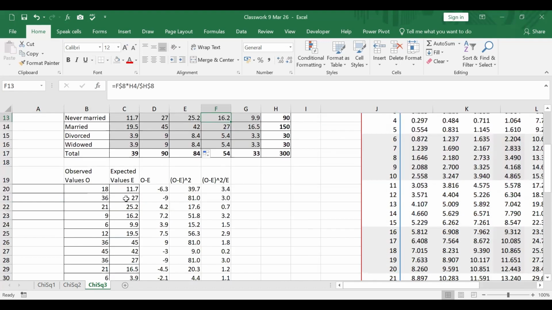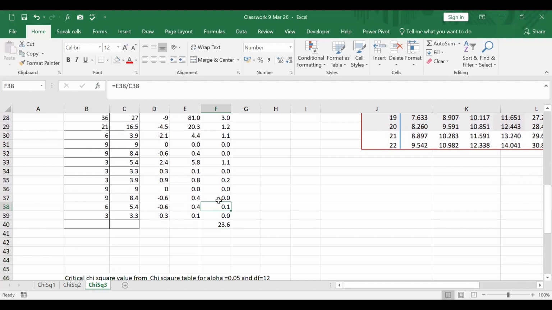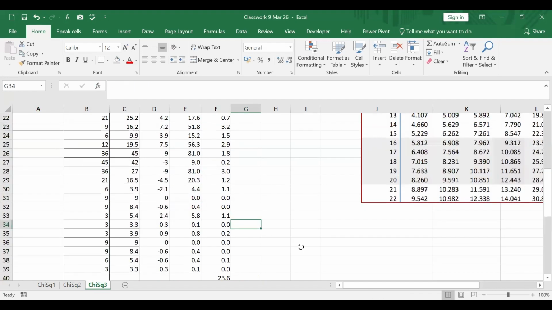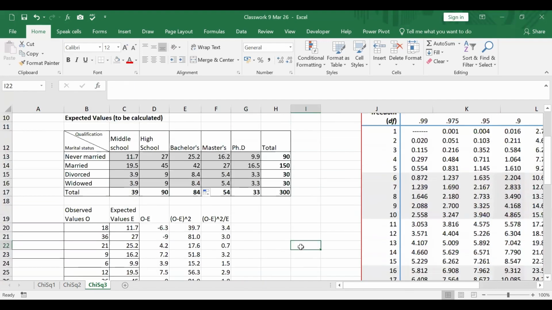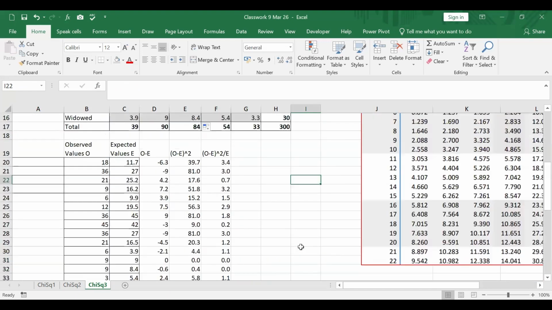And then you do O minus E, then O minus E whole squared, then divided by E. Finally you get this 23.6. This is the sum of all these things. In the examination, I don't expect you to do all those things, so we'll go directly to the formula.